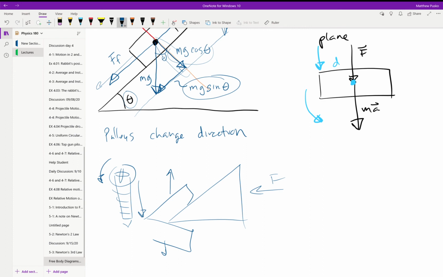So let's say I have a ceiling, and from that ceiling, let's draw a vertical line. From that ceiling, I have a pulley holding a mass.